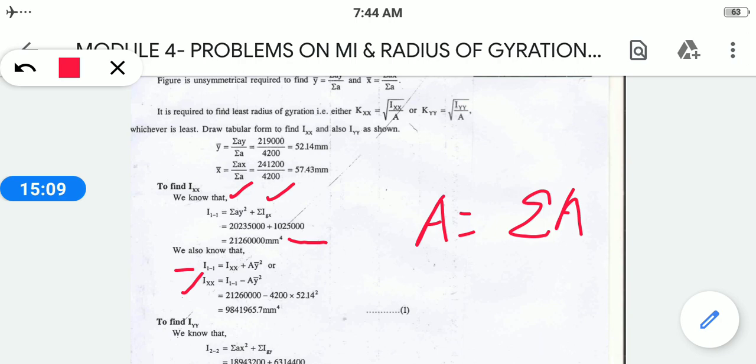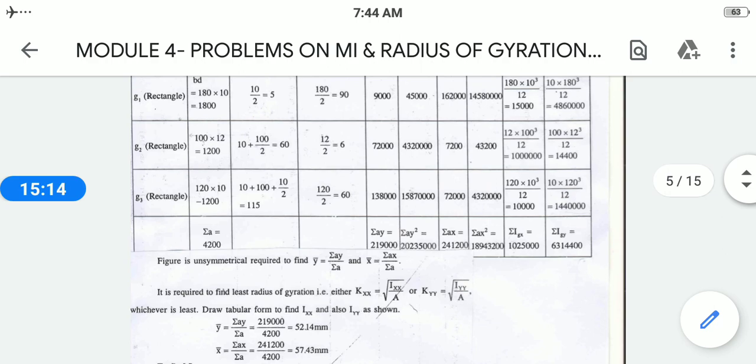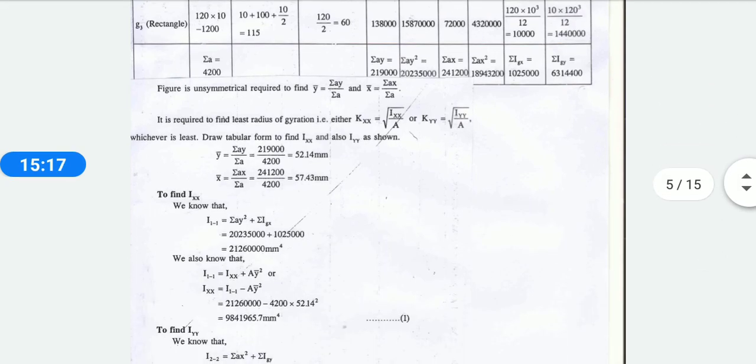This y bar square, substitute your y bar value into the square. See, the summation of area is equal to 4200. That is what they had substituted here in our area formula. So capital A is equal to summation of A, and y bar we already calculated above, the whole square. When you do that, you will get the value of Ixx. We need to find the least radius of gyration. That means Ixx we have to find, Iyy we also have to find, and we have to just summarize which is the least, and find the radius of gyration according to that.